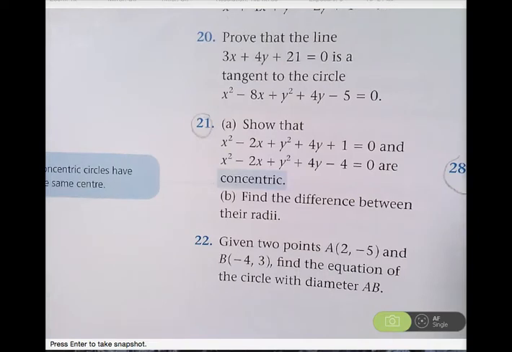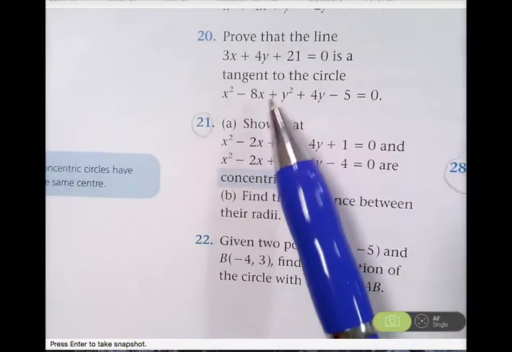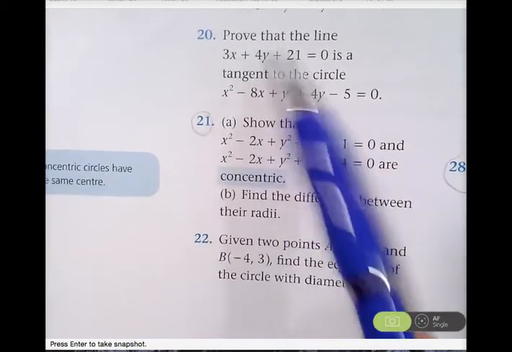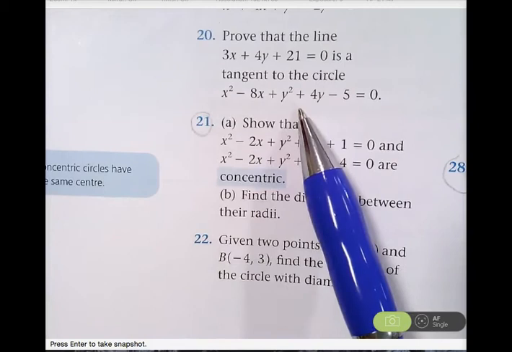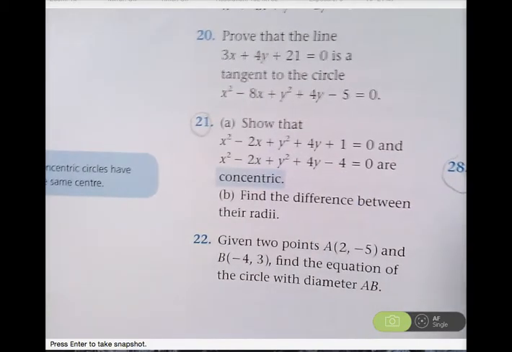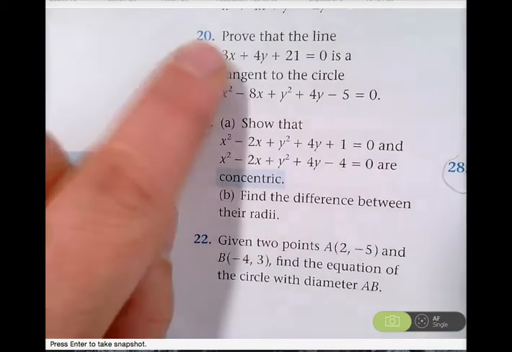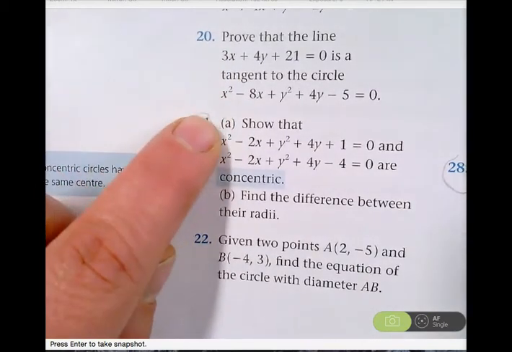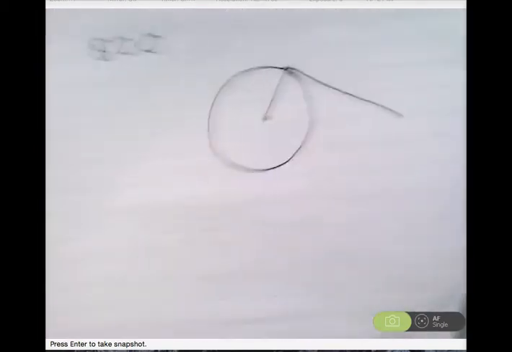What you're going to have to show, you're going to have to find the centre and radius of this circle. Now, sorry, question 20. The perpendicular distance. Now, just watch what I'm doing. I'm going to do it in a minute. Do you know what the question is? Prove that that line is a tangent to that circle. This is what we need to show.